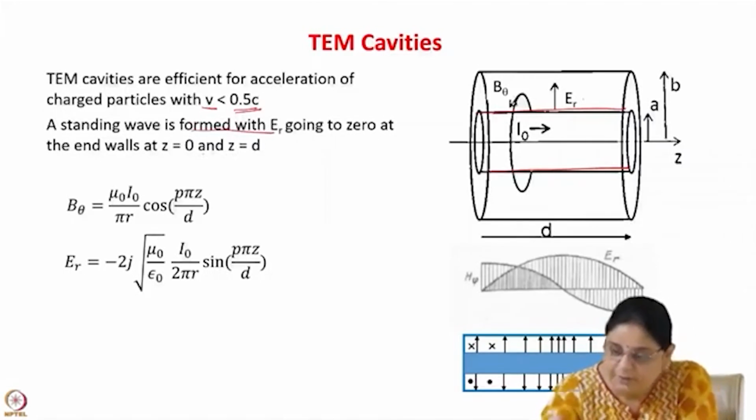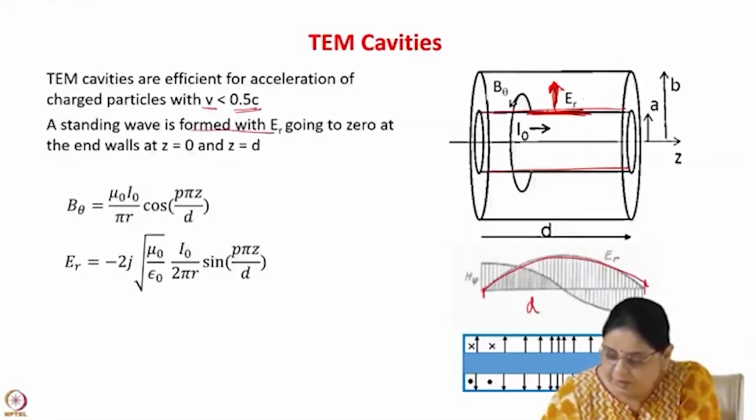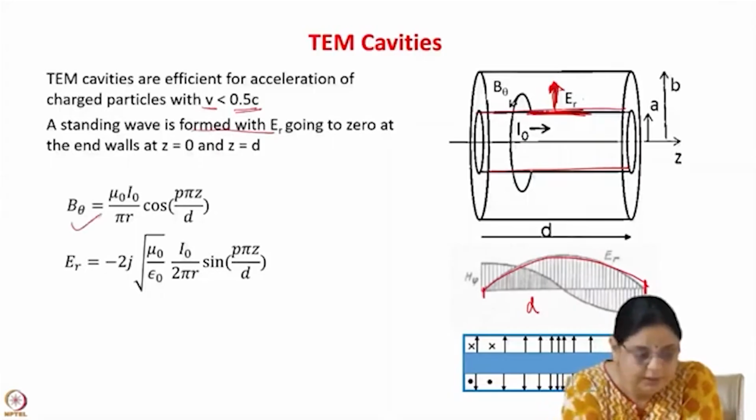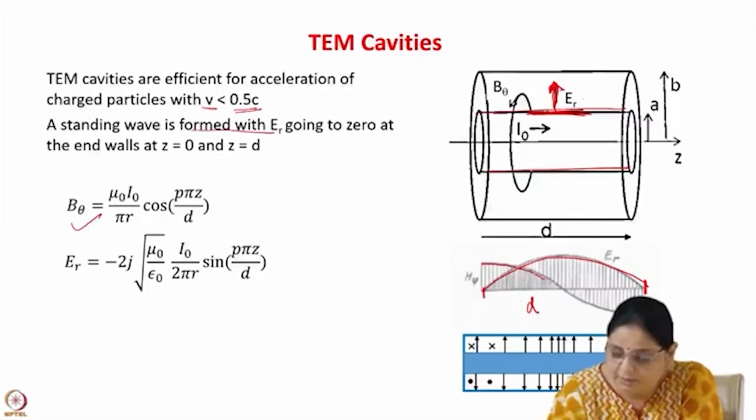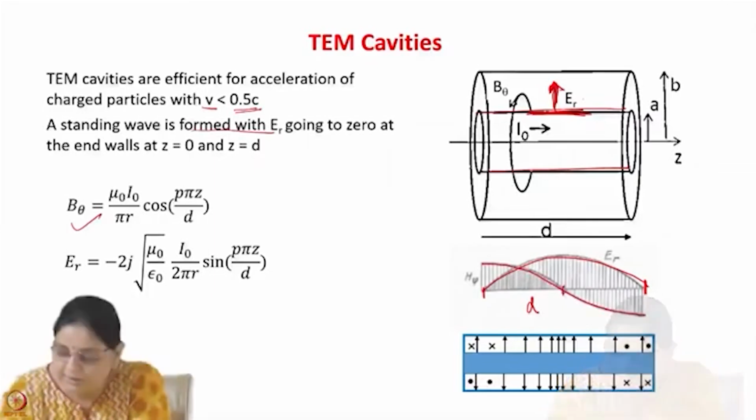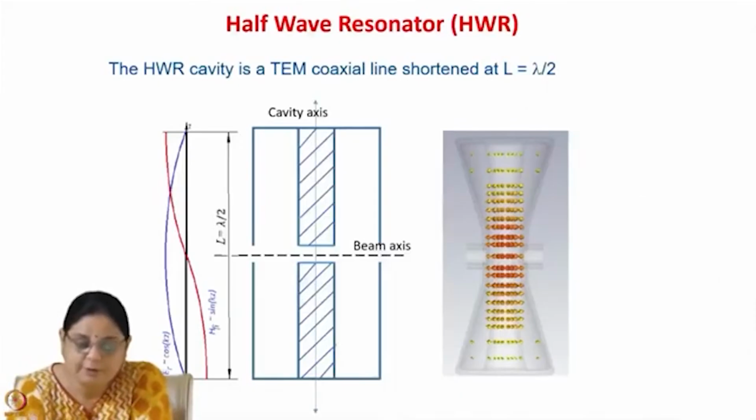So basically in this you have an electric field like this. This is a conducting boundary. The electric field has to be normal to it. So you have an electric field like this, and if you see the variation of electric field with the distance d, it is 0 here to satisfy the boundary condition and 0 here. And if you see the B theta component, the B theta component is maximum at the two ends and 0 in the center.